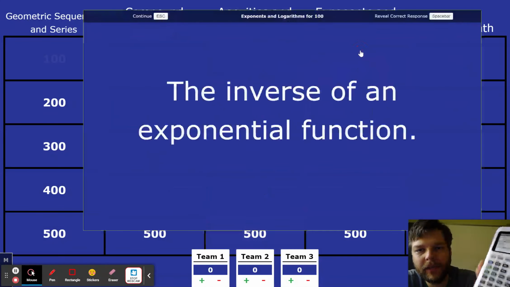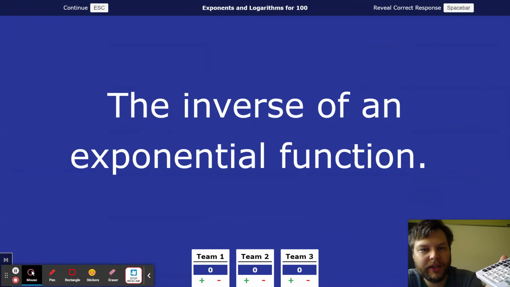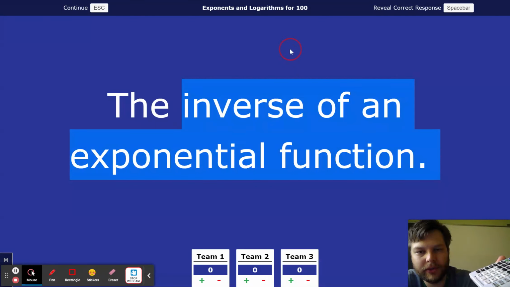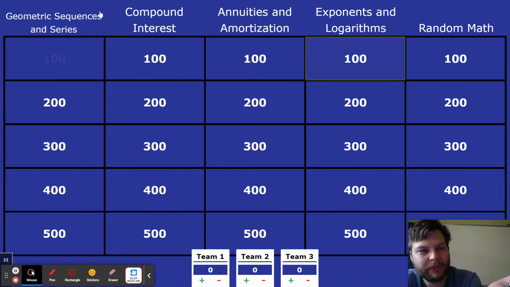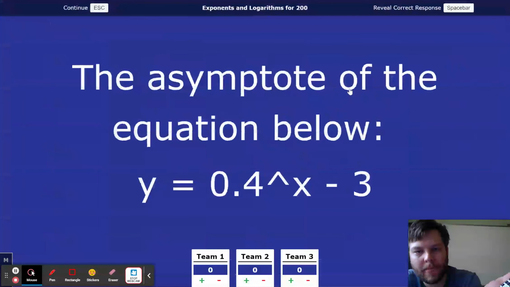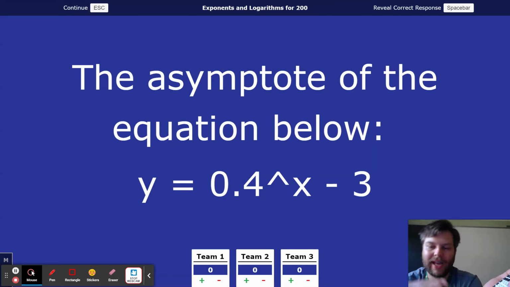All right, almost done. Exponents and logarithms. The inverse of an exponential function is a logarithm. Don't be scared of the word logarithm. It just means inverse exponential. The asymptote of the equation. The asymptote is that flat line.